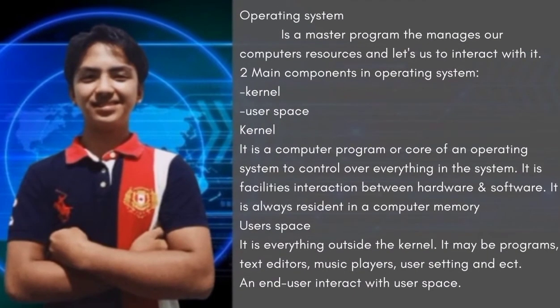Operating system. It is a master program that manages our computer's resources and lets us interact with it. There are two main components in an operating system: the kernel and the user space. Kernel. It is a computer program, the core of an operating system, that controls everything in the system. It facilitates interaction between hardware and software. It is always resident in computer memory.